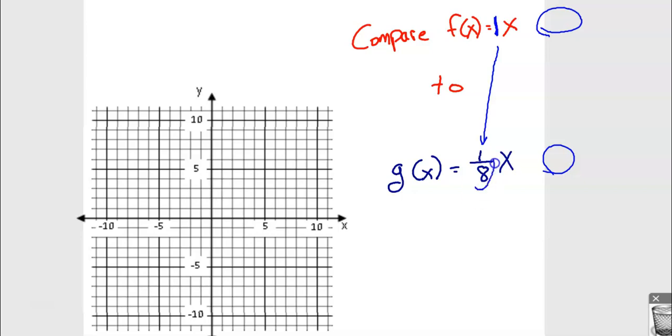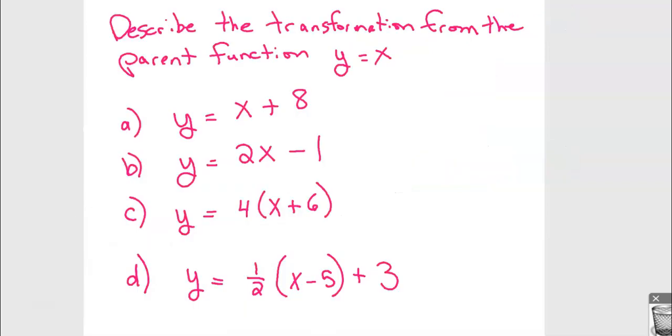So this one right here, the number in the front, just like the previous problem, that's the growth factor. So this has a growth factor of 1/8. The other one had a growth factor of 2.